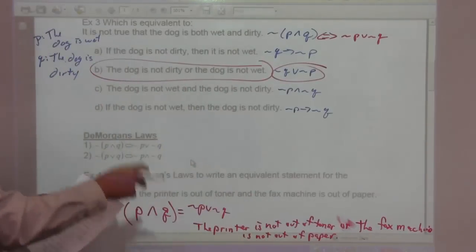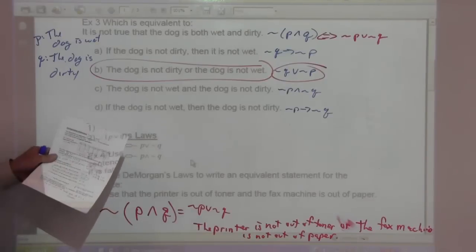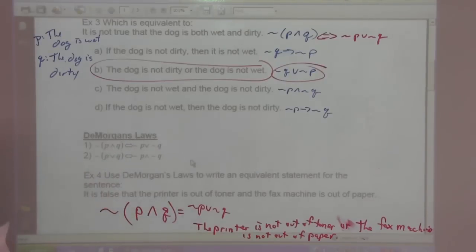When you look at the notes, I changed the order around a little bit here, and so examples 2 and 4 are switched. Okay, I'm going to go on to the next one, so feel free to pause if you need to pause.